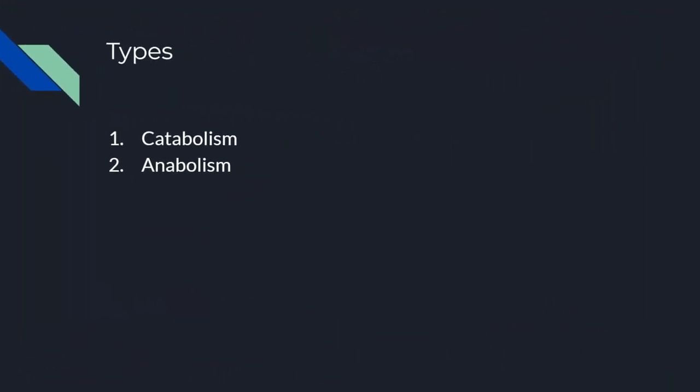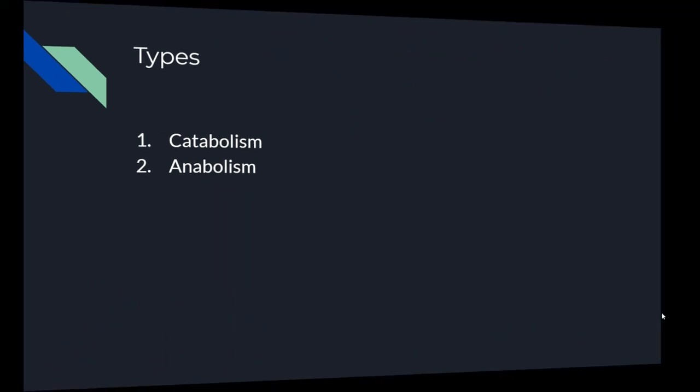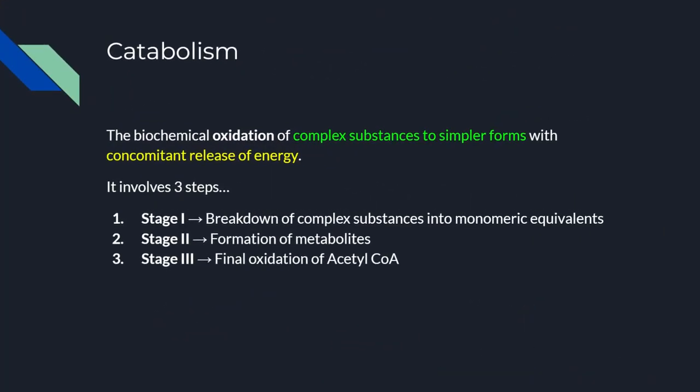We can divide metabolism into two types: catabolism and anabolism. Catabolism is defined as the biochemical oxidation of complex substances to simpler forms with concomitant release of energy. So, there are complex substances that we take in through our diet and ingestion, and these complex substances ultimately get broken down by various chemical reactions to give energy in the form of ATP and other molecules, which ultimately become ATP. There are mainly three steps to catabolism: stage 1, 2, and 3.